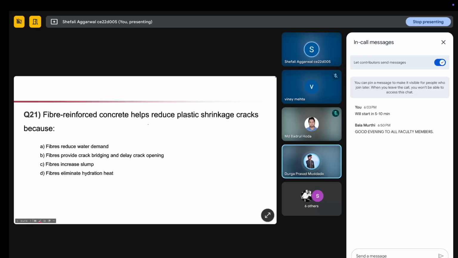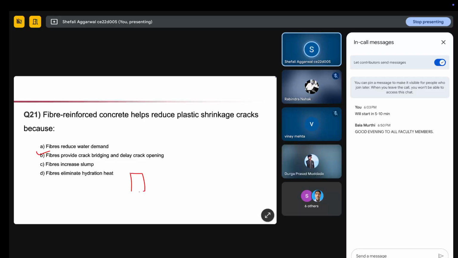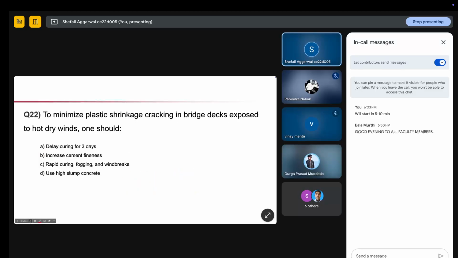Fiber reinforced concrete helps reduce plastic shrinkage crack because fiber reduce water demand, provide crack bridging and delay crack opening, increases slump value, eliminate hydration heat. B, correct. So we have seen those graphs where your complete crack area is reducing due to addition of fibers, so it will provide crack bridging.